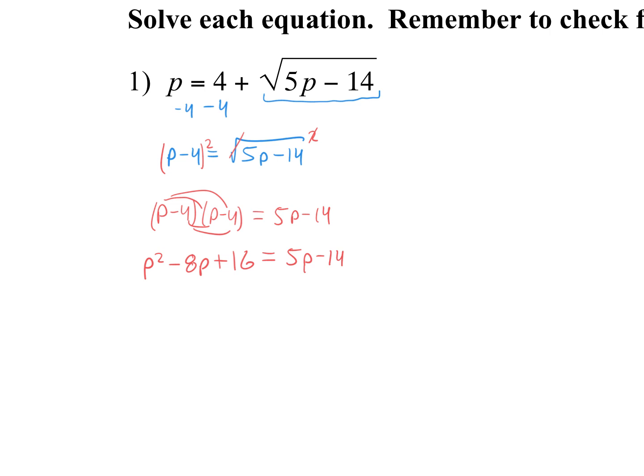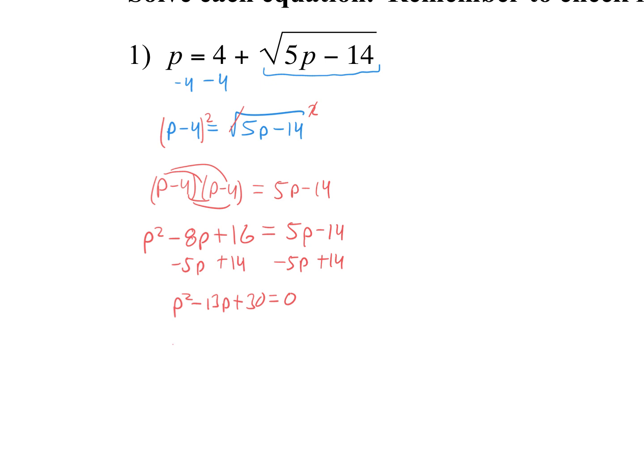Now it looks like this is a quadratic equation, so I'm going to subtract 5p on both sides and then add 14 on both sides. And then we end up with p squared minus 13p plus 30 equals 0, and then I need factors of 30 that add to negative 13, and that's going to be negative 10 and negative 3. So then I get p minus 10 equals 0, and p minus 3 equals 0. So then I get p equals 10, and p equals 3.